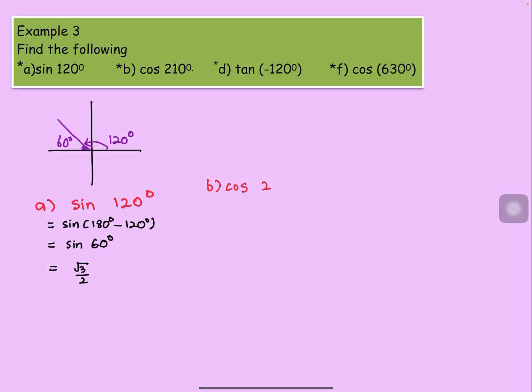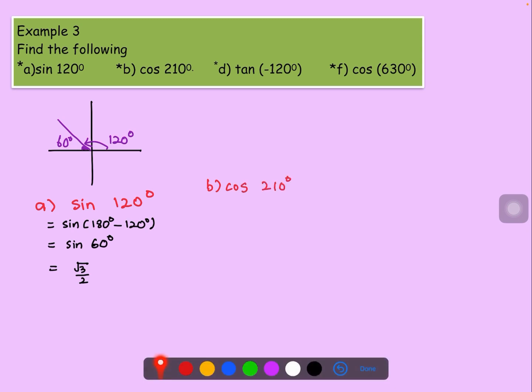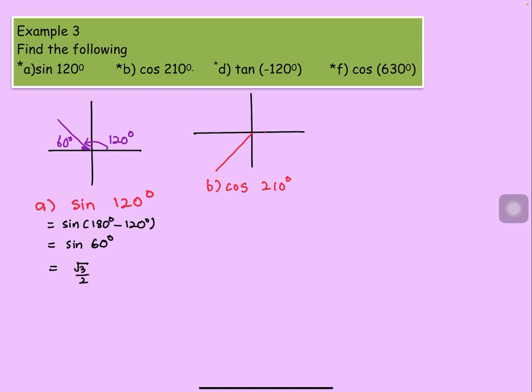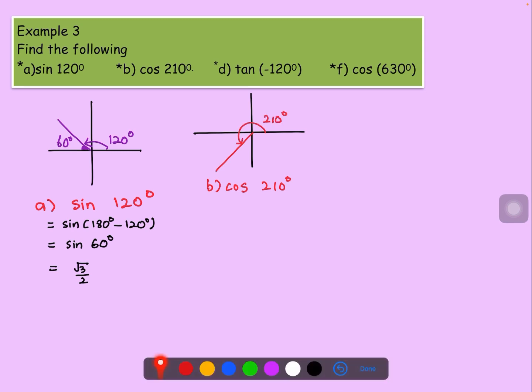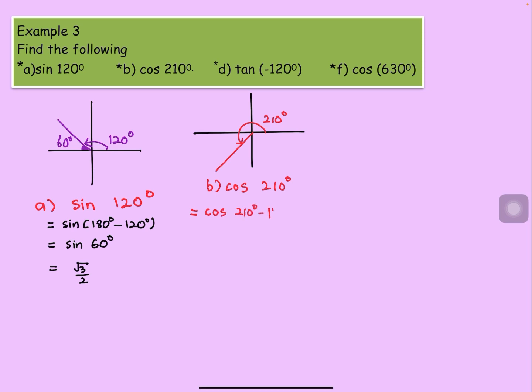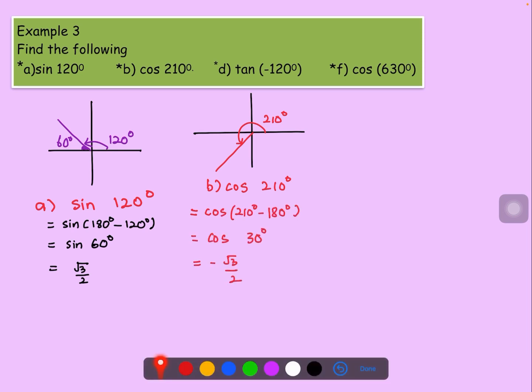B, we have cos 210. 210 is in the third quadrant. So we will have here cos 210 minus 180 degrees. We have cos 30 degrees, which equals minus root 3 over 2, because it is in the third quadrant, cos is minus.